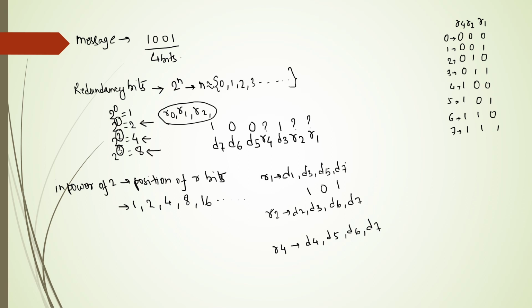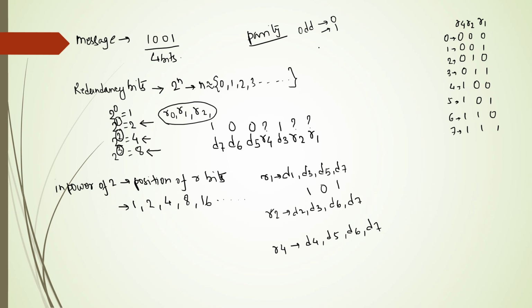Okay. Now, if you remember, we had a concept of parity, right? Now, what's the parity? If we followed an odd parity, then we said that if the number of ones are odd, it will be 0. If the number of ones are even, it will be 1. Remember in 1D parity check?